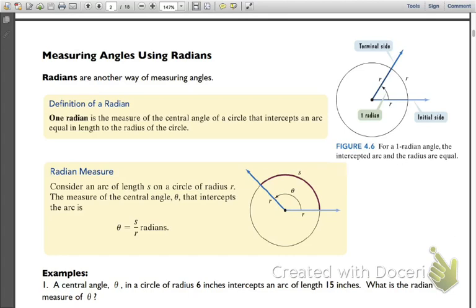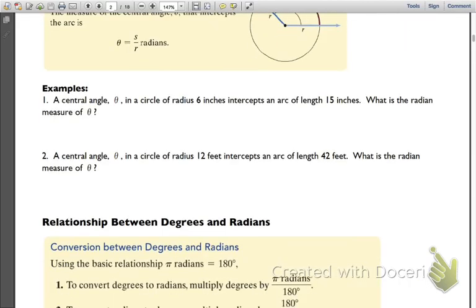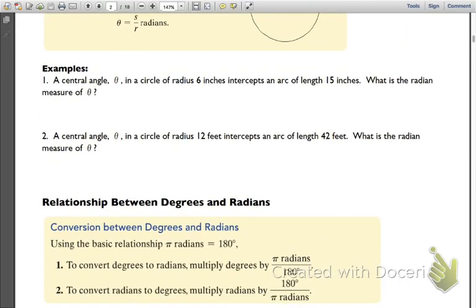But it'll be written, instead of being written in terms of a degree measurement, probably as pi over something with a fraction, or at least whenever we get down with the angles and stuff like that. So it says a central angle theta in a circle has a radius of 6 inches and an arc length of 15.